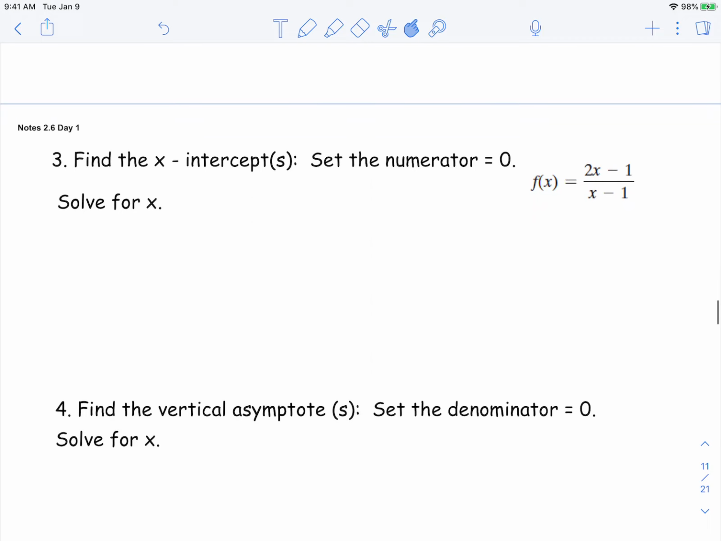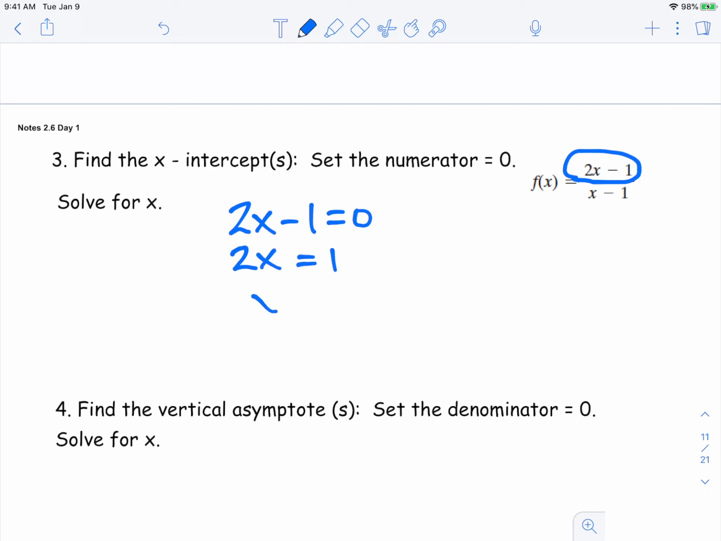Step 3 is to find the x-intercepts. To find the x-intercepts, we set the numerator equal to 0 and solve it for x. We're going to solve it for x by adding 1 and then dividing by 2. So the x-intercept is over 1/2, up 0. So 1 x-intercept.